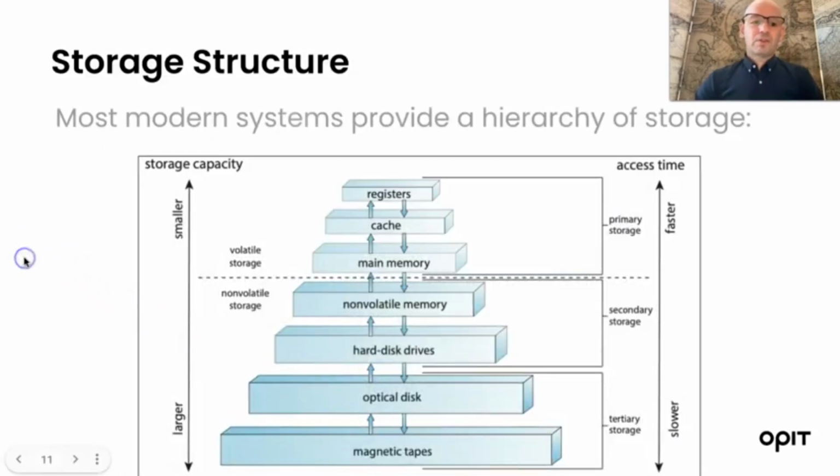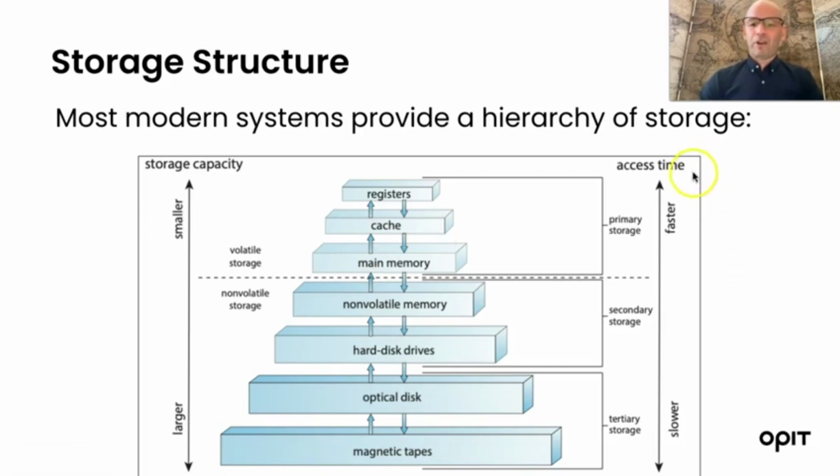Looking at the storage structure, most modern systems provide a hierarchy of storage. I actually really like this diagram because it goes from over here, access time. Down here are the slowest access time storage, and up on the top here is the fastest access time for storage. Of course, as we learn in computer architecture, as we go from slower to faster, that's great, but there's an increase in cost, right? As we move into faster devices, faster storage types, they become much more expensive.